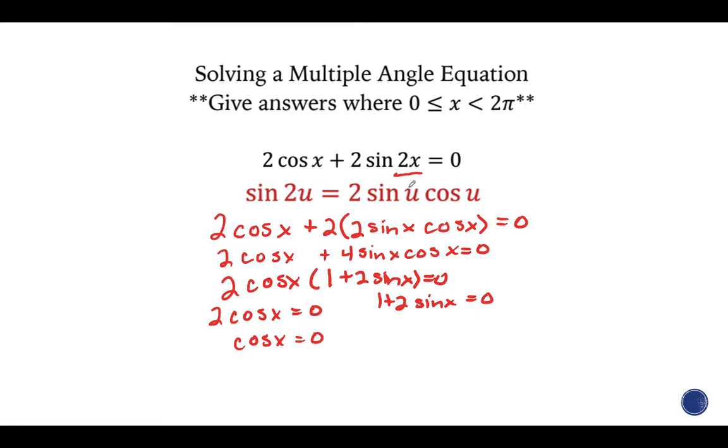Notice here we're not asked for the complete solutions. We're just asked to find the solutions from 0 to 2 pi. So I know on my unit circle that cosine's value is 0 at pi over 2 and at 3 pi over 2.